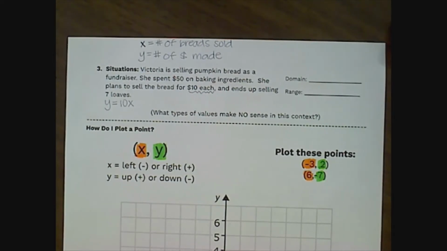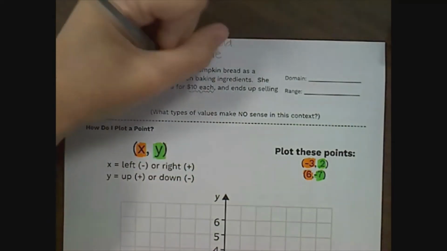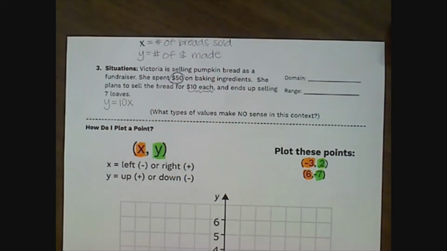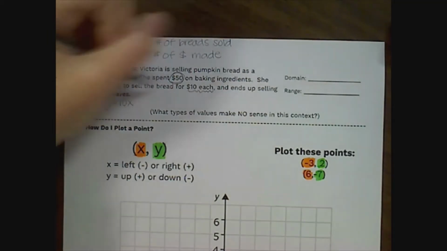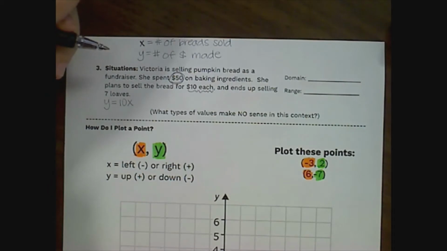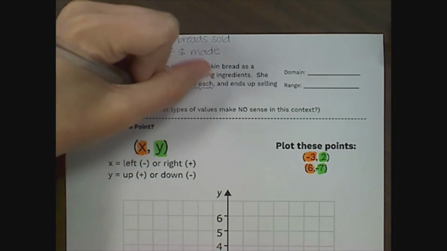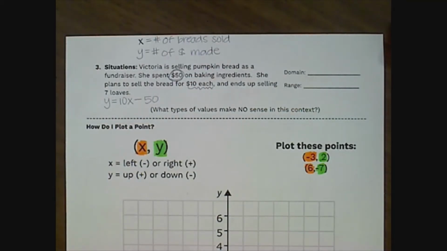And then the last thing we need to note is that she spent $50 on baking ingredients. So any profit she made in this sale situation, you got to subtract $50 because she already spent $50. So our equation for this is going to be y equals 10x minus 50. So that kind of helps us make number values for our situation instead of just only relying on words. And now let's figure out our domain and range.